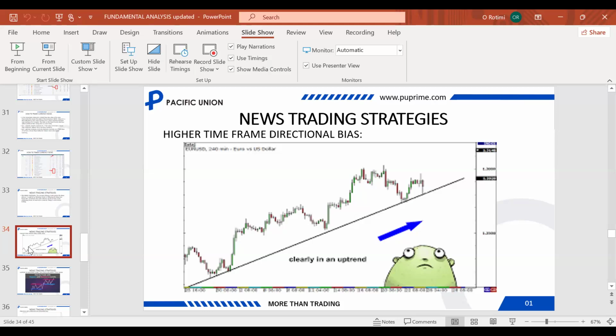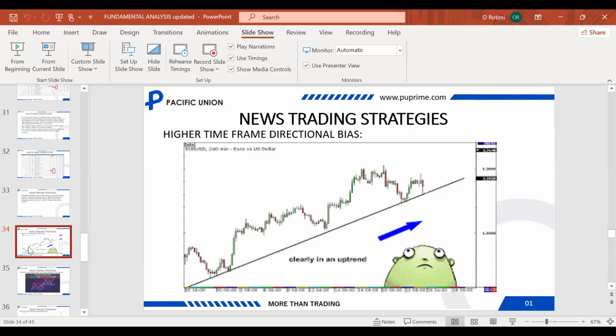So one of the best ways to trade is to analyze ahead and take a position ahead of time before the data is released. And that's what I want to show you right now: news trading strategies using technical analysis to determine fundamental outcomes. So the first way to do that is to use what is called higher time frame directional bias. In this instance, what we'll do is go on our charts.